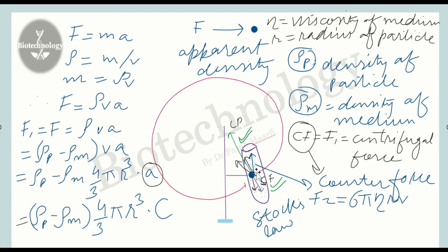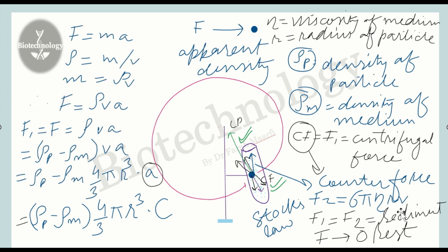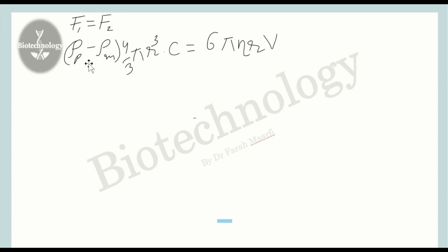Similarly, the particle here also, when it reaches the bottom of the tube, then F1 and F2 will be equal, the net force will be 0, and the particle will sediment out. Considering this situation, when F1 gets equal to F2, and from the previous equation, when we put the values of F1 and F2 here, we will get the equation like this: (rho P minus rho M) into 4 by 3 pi r cube into C equal to 6 pi eta RV. V here represents the velocity of the particle.